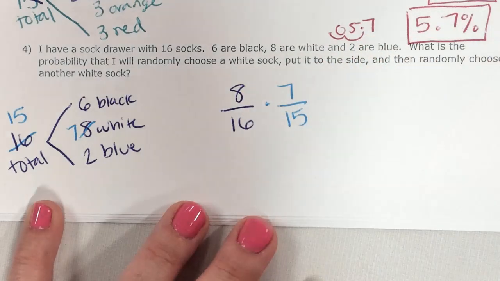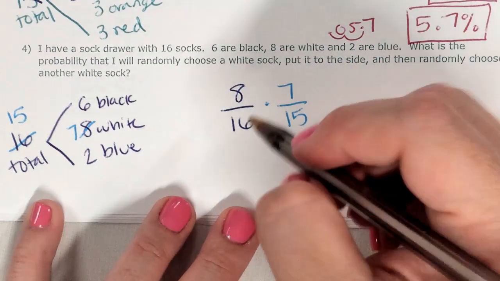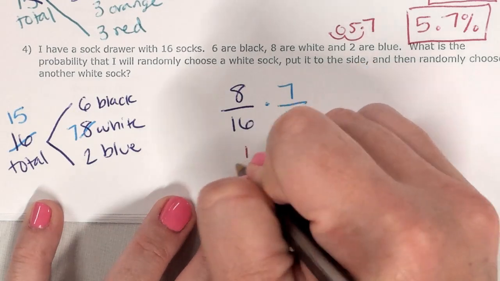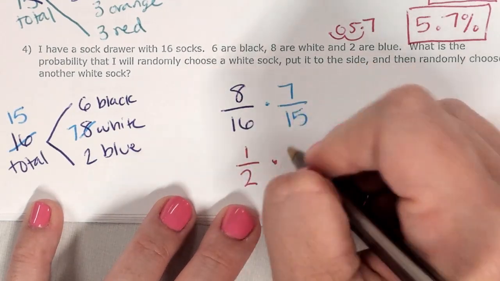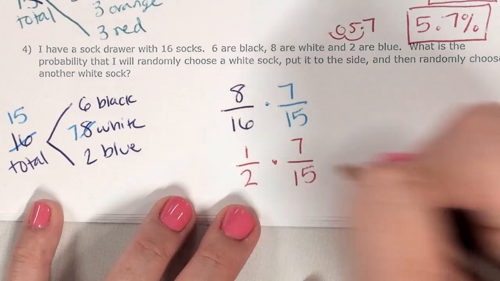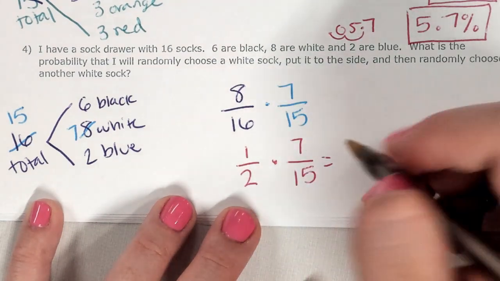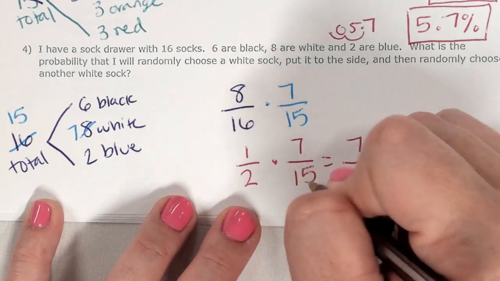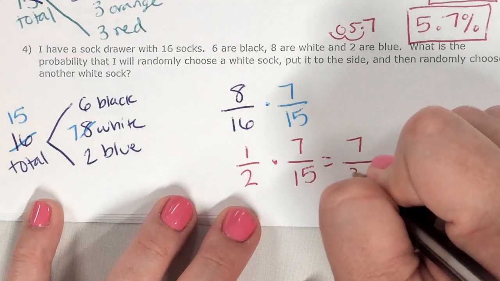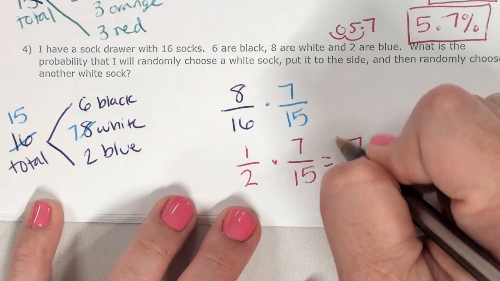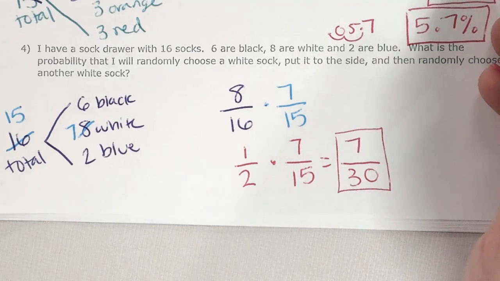Now, do either of those simplify? 8 over 16, what does that simplify to? 1/2. 8 goes into 16 2 times. 7 over 15 does not. 7 is prime. 7 does not go into 15. So what's 1 times 7? Over 15 times 2. Does that simplify further? No. So there's my chance.